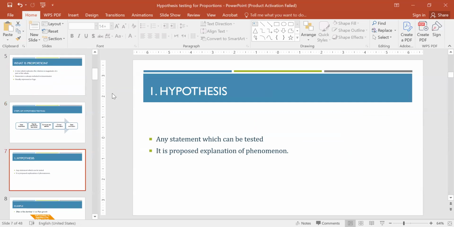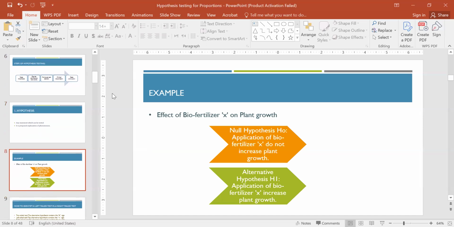As the first step was to state a hypothesis, we will see what a hypothesis is. It's any statement which can be tested, and it is a proposed explanation of a specific phenomenon. We have two types of hypothesis: the null hypothesis and the alternative hypothesis. We will see an example of it.